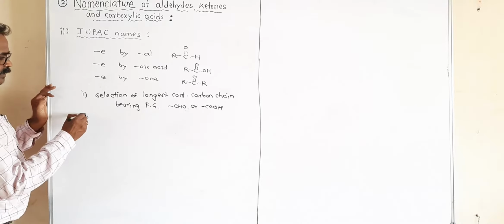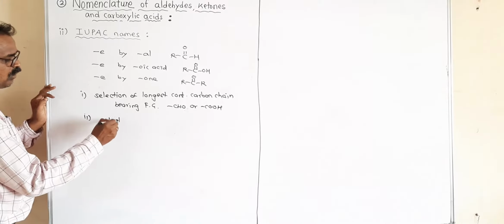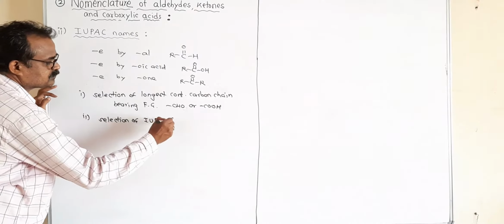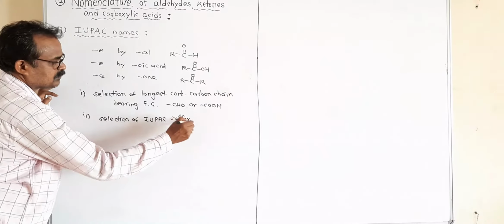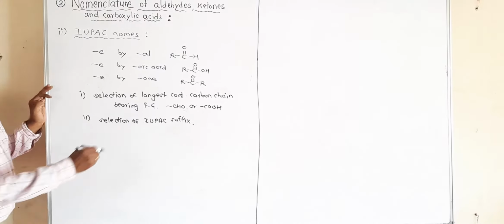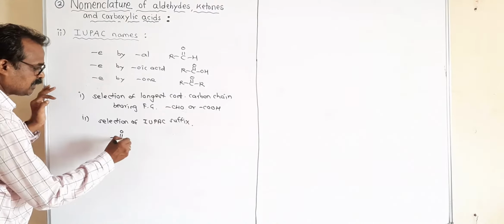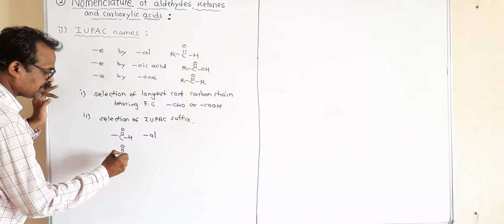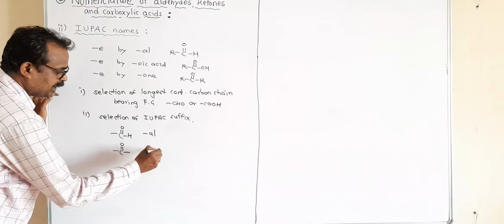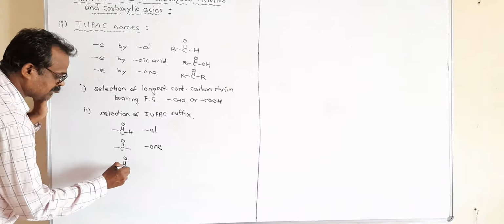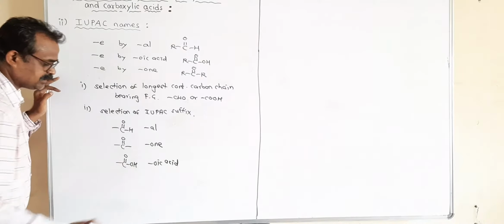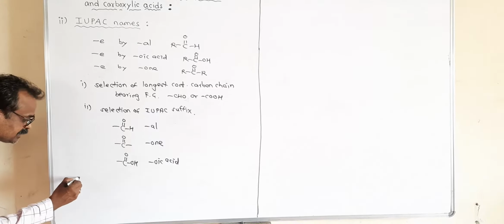And second, the selection of IUPAC suffix. In case of aldehyde, the IUPAC suffix used is -al. In case of ketone, -one, and carboxylic acid, -oic acid.